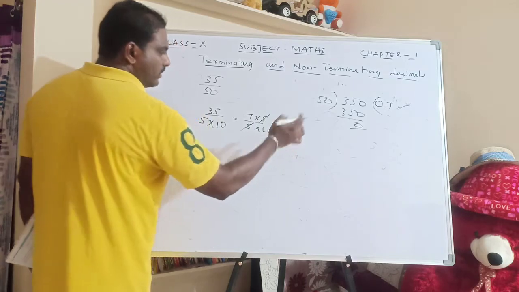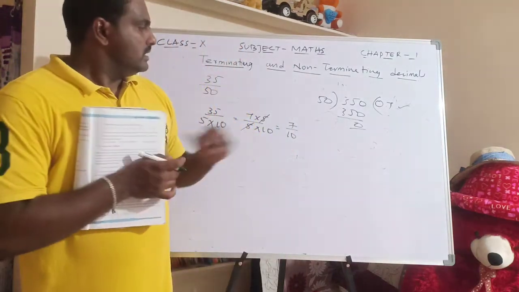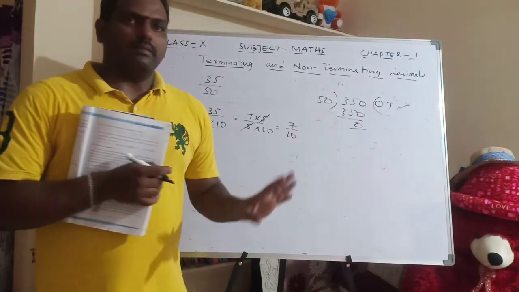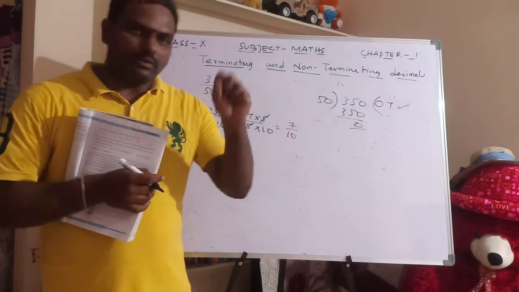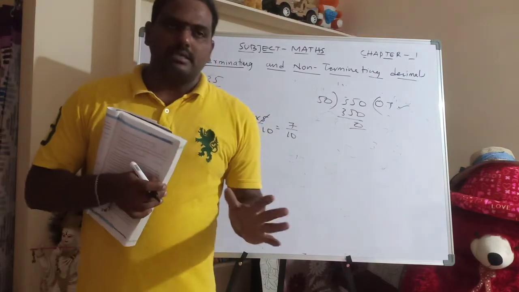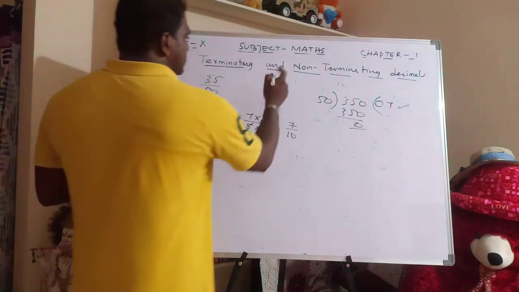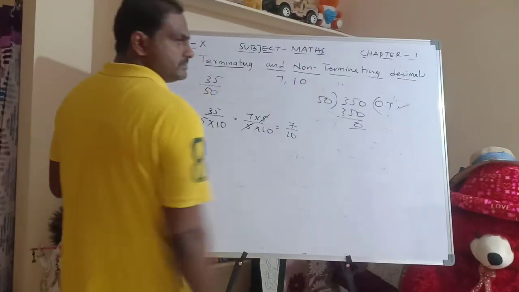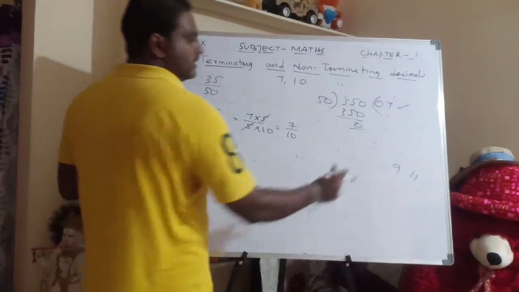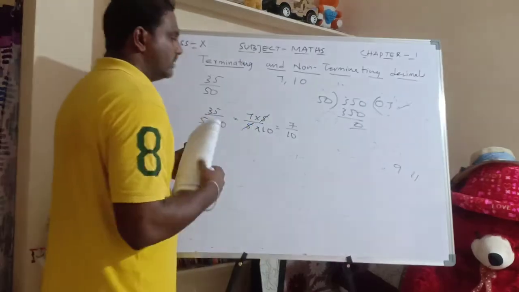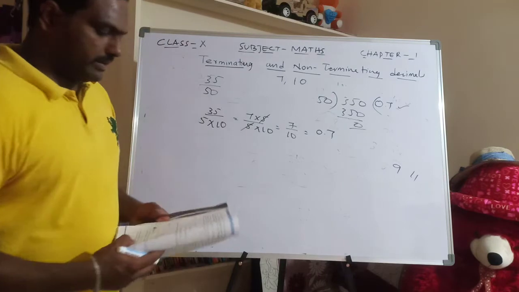Look at this, 7 and 10 are co-prime numbers. Previously I discussed what a co-prime number is. Generally, co-primes are any two numbers having only one as the common factor; they are called co-primes. Example is 7 and 10, 9 and 11. You can take any number. Only one table should be common to both. What is 7 by 10? 0.7. So that is the point here.